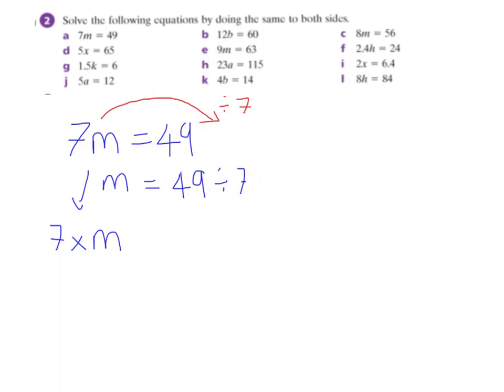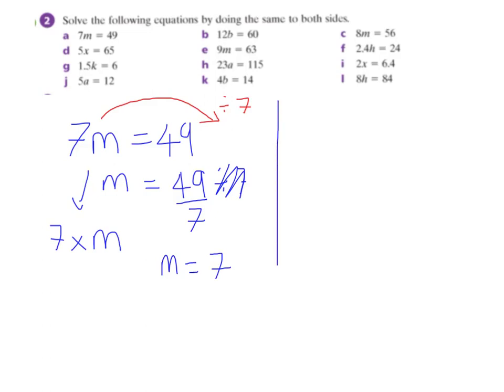But because we're doing algebra, we don't tend to write it like that, okay? We tend to write it underneath. So instead of doing that, we would do that, which means it's the same thing. So m equals 49, how many 7s, or divided by 7. And I can use my times tables chart, or my calculator, or I can use my head, and I know that it's 7.